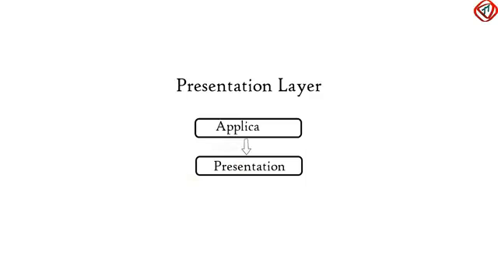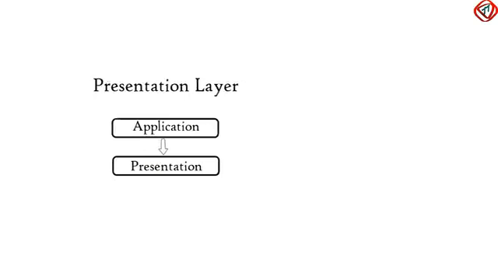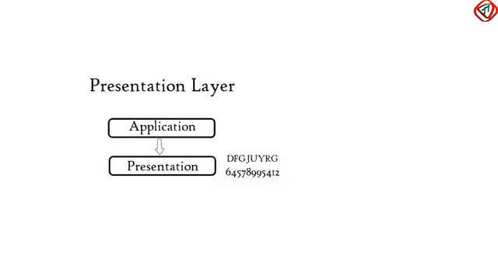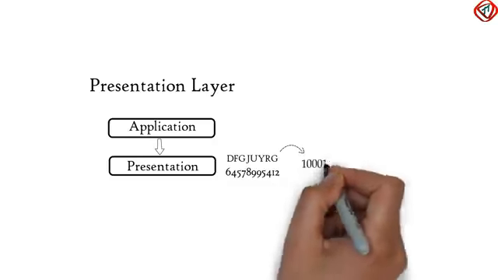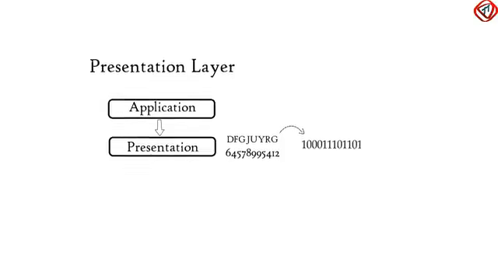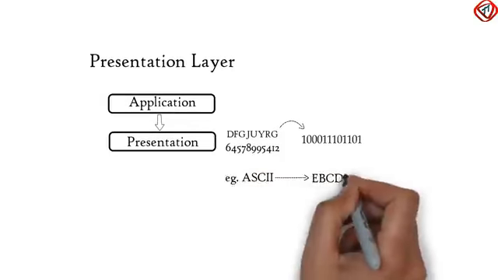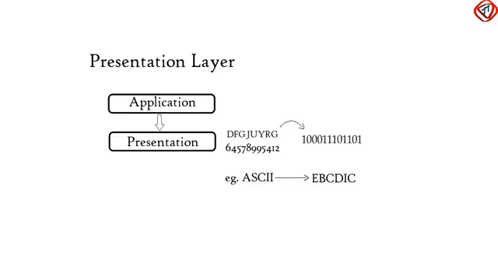Next to the application layer is the presentation layer. The presentation layer receives data from the application layer. This data is in the form of characters and numbers. The presentation layer converts these characters and numbers to machine-understandable binary format, for example, conversion of ASCII to EBCDIC code. This function of the presentation layer is called translation.